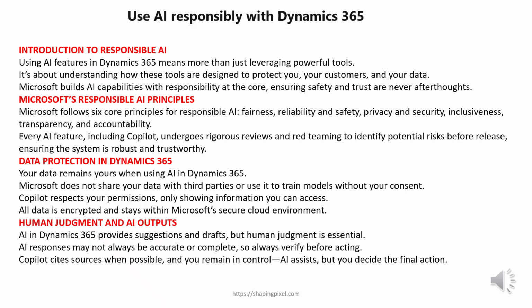Human judgment and AI outputs. AI in Dynamics 365 provides suggestions and drafts, but human judgment is essential. AI responses may not always be accurate or complete, so always verify before acting. Copilot cites sources when possible, and you remain in control. AI assists, but you decide the final action.